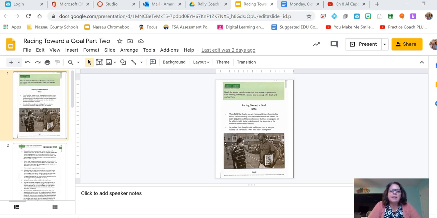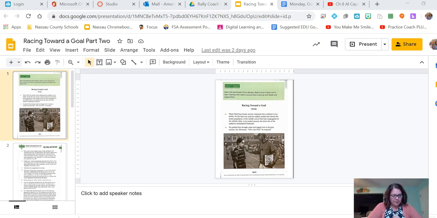Hey, today we're going to continue our lesson on citing text evidence that is explicitly stated. That means in a story or passage, you can find it directly in the passage, or citing text evidence by making inferences in the text. So we're going to read part two of Racing Toward the Goal.